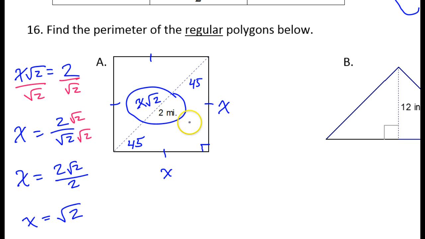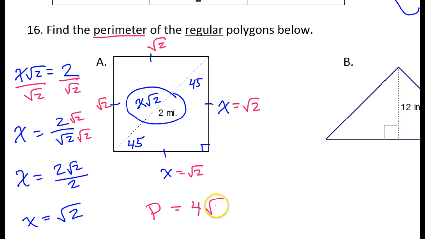So that means that these sides here are both radical 2. Maybe I'll just use a different color. So this is radical 2. So this is the square, yeah? So that means all 4 sides are going to be radical 2. So the perimeter is the sum of all the sides. So radical 2 plus radical 2 plus radical 2 plus radical 2. So add them all up, my perimeter will be 4 radical 2.